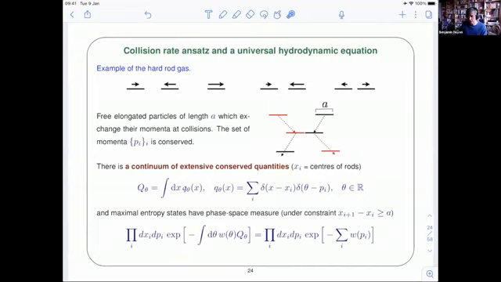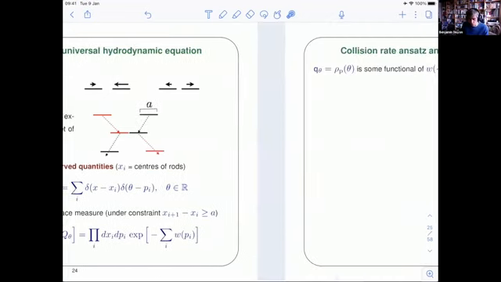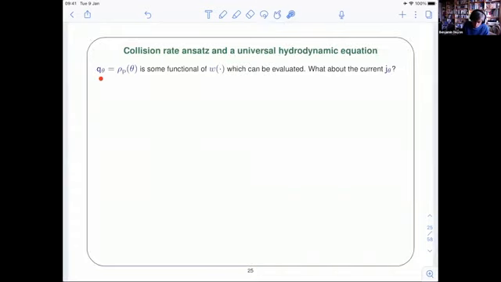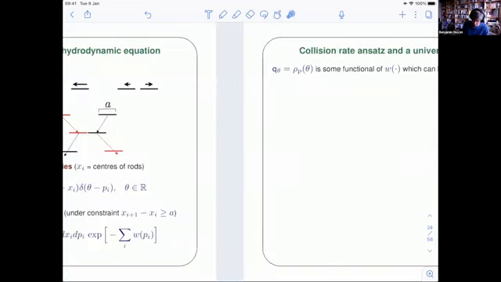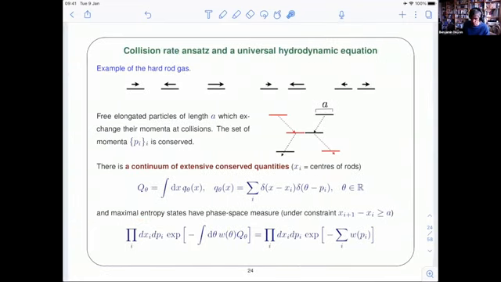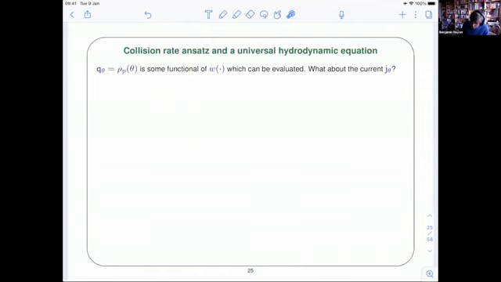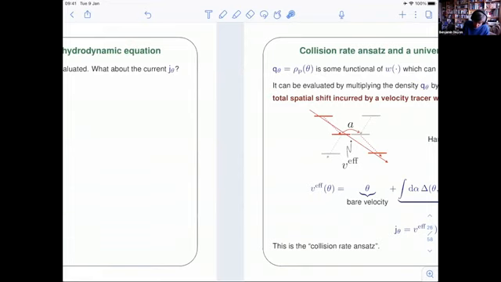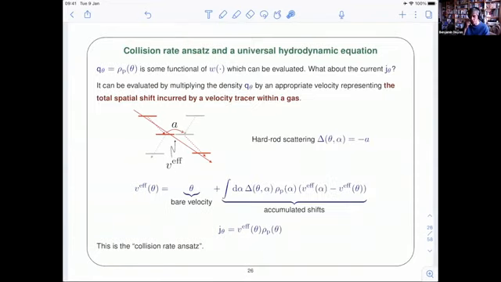Still, one can try to use hydrodynamics. If you want to use hydrodynamics, what do you do? You calculate the conserved densities. This can be calculated in this model, as a function of this W, but it doesn't matter exactly what it looks like. It's just some function of theta. This is the average of that quantity within these states. But what we'd like to know is the current as a function of this. And here comes this collision rates ansatz, which allows you to calculate the current.